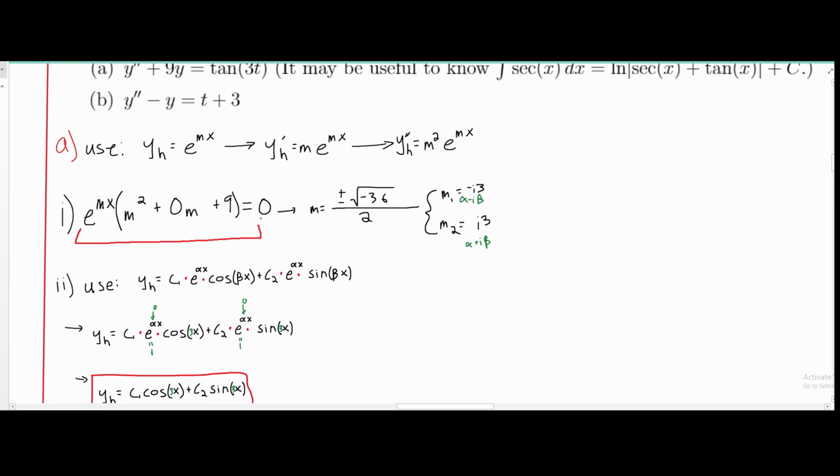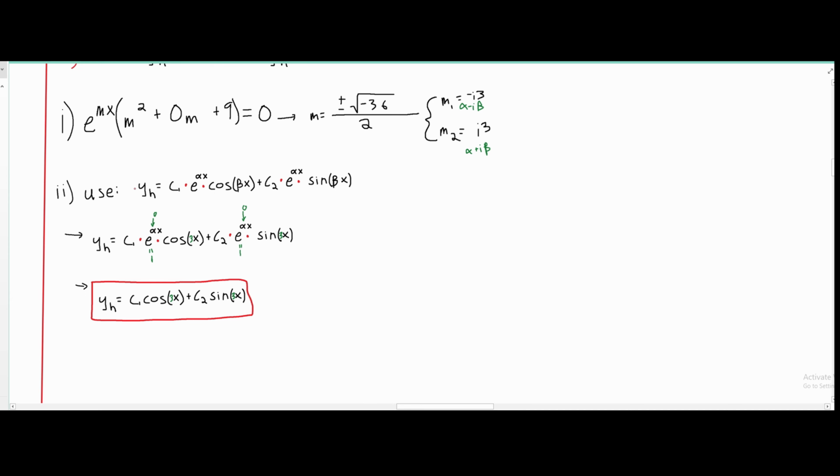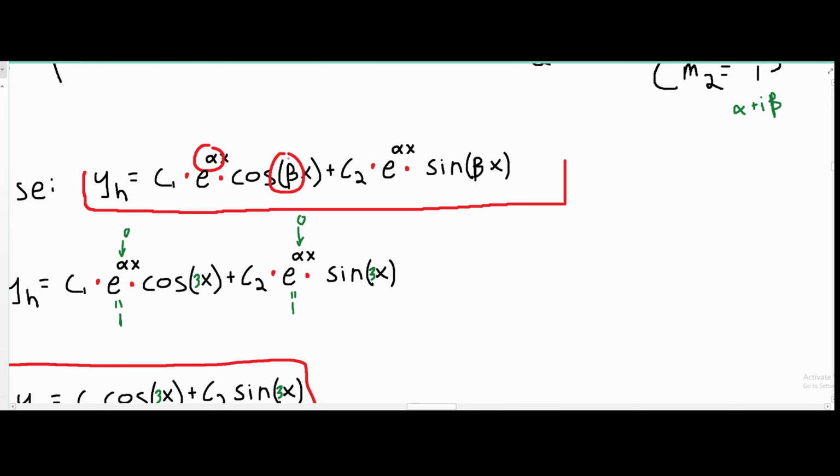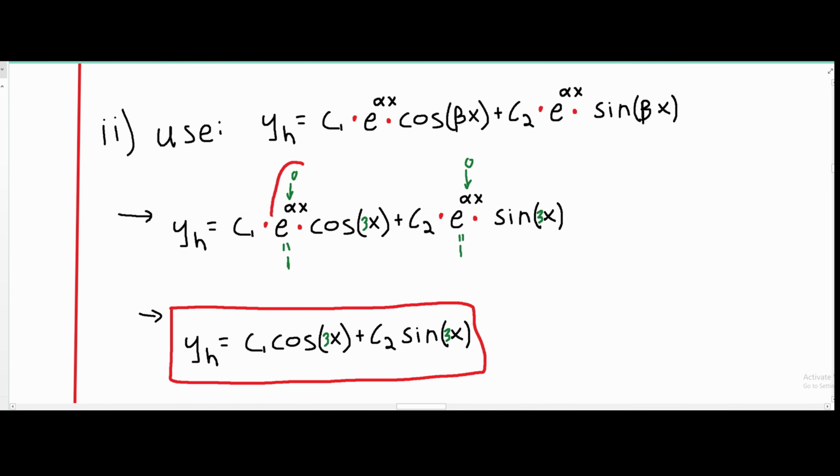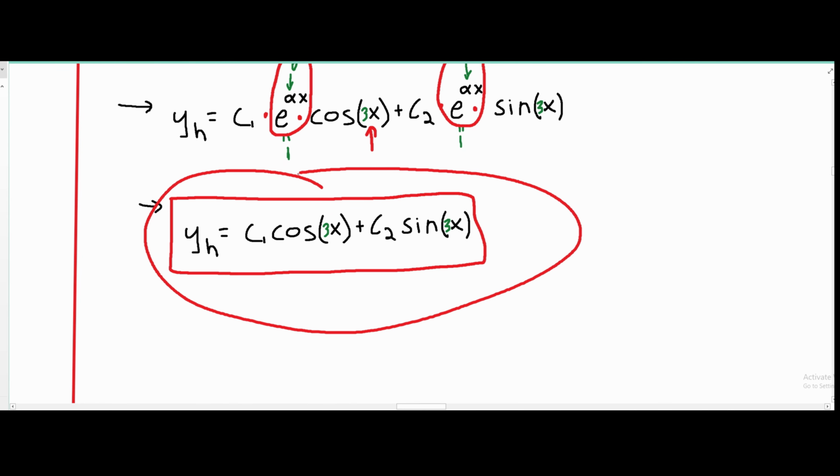We then need to use the quadratic equation to find our m1 and m2 values. Since they are complex numbers, we need to use this form, alpha minus i beta and alpha plus i beta. And we note here that our alphas are both 0 and our betas are 3. In the next step, we have to use this form to plug in our alpha and betas. After we plug in our alphas, we can see that this just becomes 1, and so does this. And after we plug in our betas, we see that in our cosine and sine, we have a 3x. So this will be our general solution.